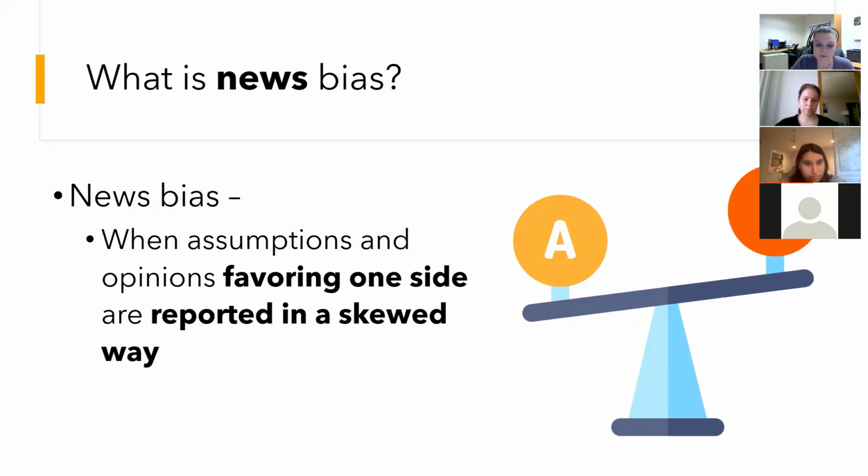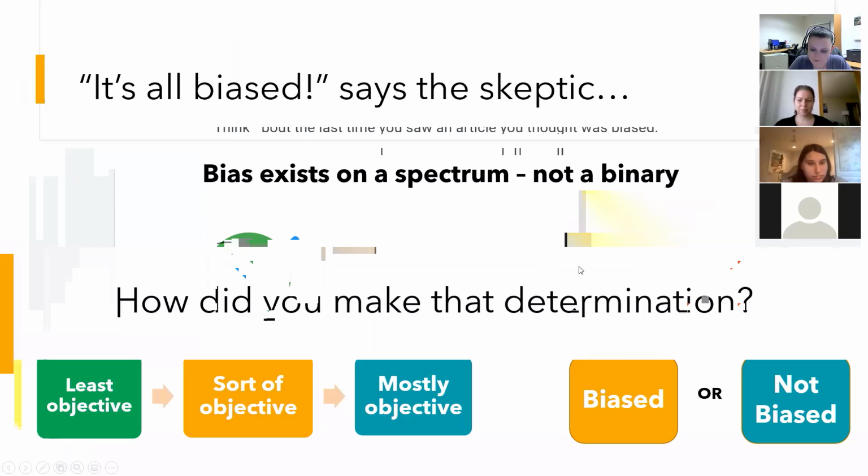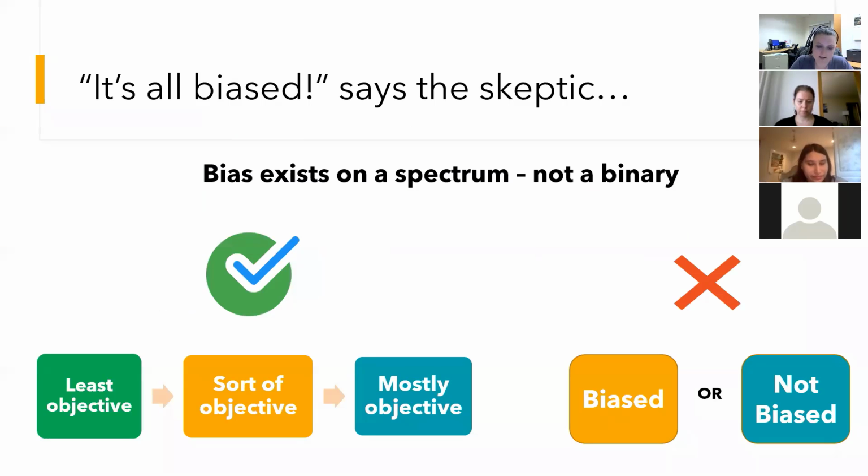So what's news bias? News bias is when assumptions and opinions favoring one side are reported in a skewed way. This is the type of bias that we're mostly going to talk about today. I find this way of thinking helpful, thinking about bias on a spectrum, not a binary, because we are all biased and we bring that to the way that we read the news. Liberals and conservatives can see the same news coverage, maybe not one story, but coverage in general, and see contradicting biases in those pieces. So we need to allow ourselves to recognize our bias and factor that into our critical thinking about information.